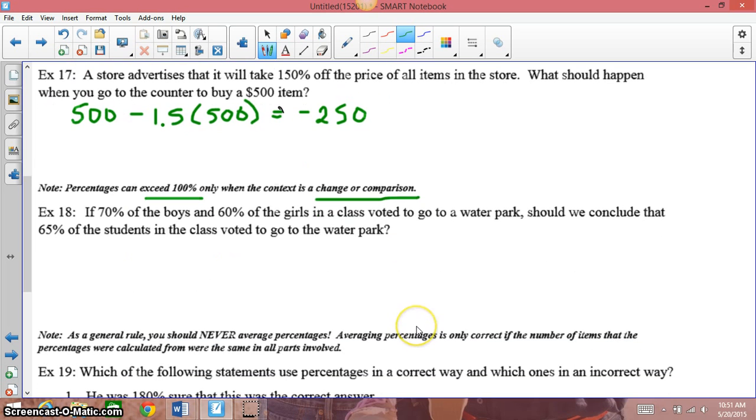All right. Lastly, here in example 18, it says 70% of the boys and 60% of the girls in a class voted to go to the water park. Is it then logical for us to conclude that 65% of the students in the class wanted to go to the water park? In general, we really should never be averaging percentages. I'll give you some math to show you behind the scenes. Let's say you've got 20 boys in the class and 80 girls. Total, we're talking about 100 students.